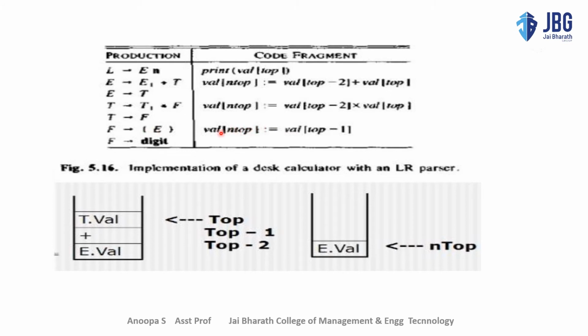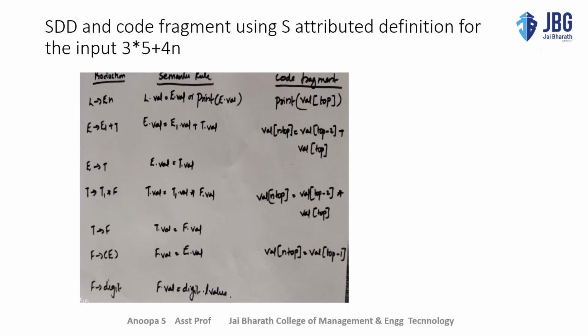They will be popping the topmost symbol. So T, this is an example of E giving E plus T. So we have E plus T over here. What we have to do, this is the stack top now. This is top minus 1, this is top minus 2. So when you get this prediction, you have to pop these three symbols, perform the value of T value plus E value and store it as E dot value in stack top. Okay. So we have to see how we can parse an input string 3 into 5 plus 4n.